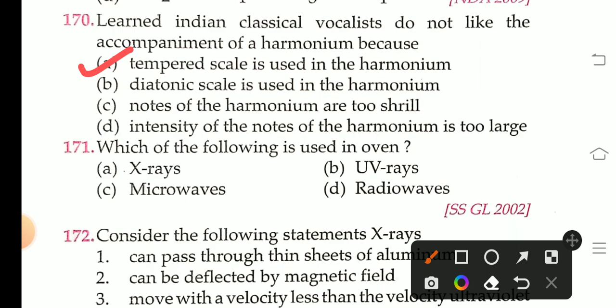Next, which of the following is used in oven? Right answer will be option C. Microwaves.